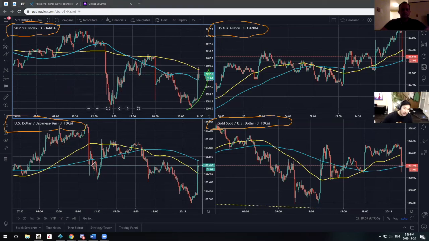Dollar yen, a forex product for currency traders. You can see that the dollar is trading higher against the Japanese yen. And then over here on gold and bonds, you can see gold is selling off of that headline, as well as the bond market is selling off of that headline.